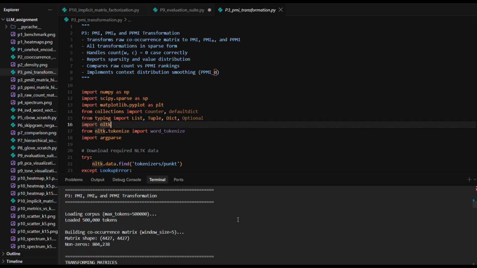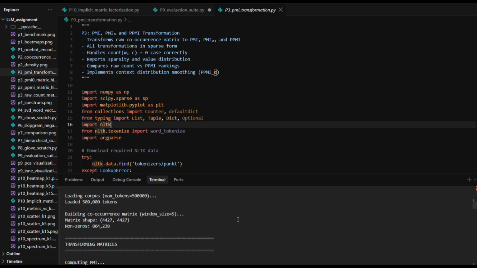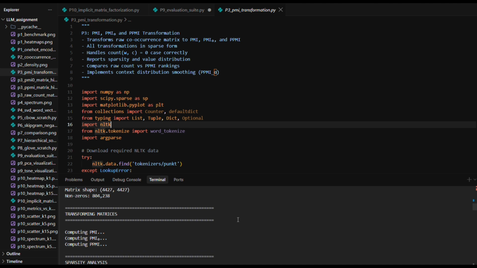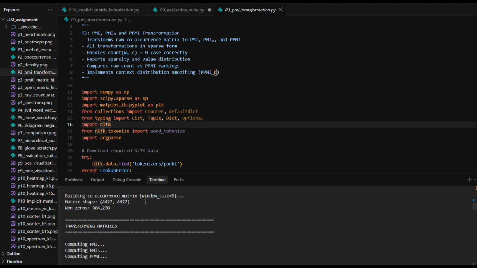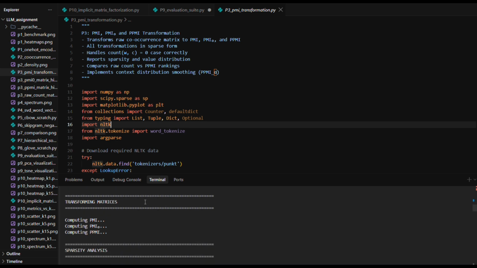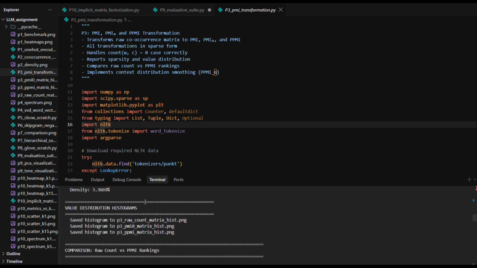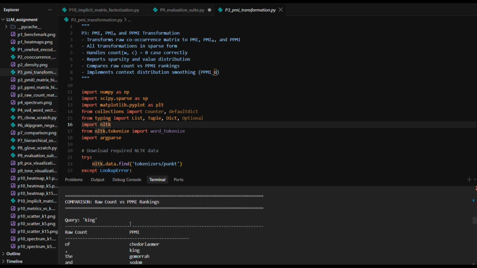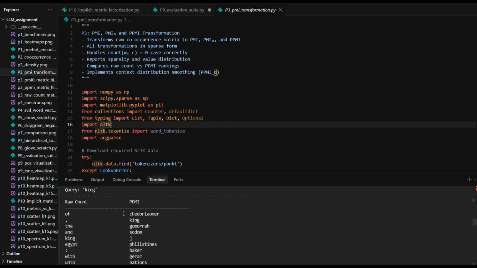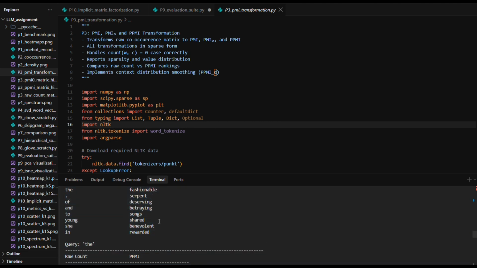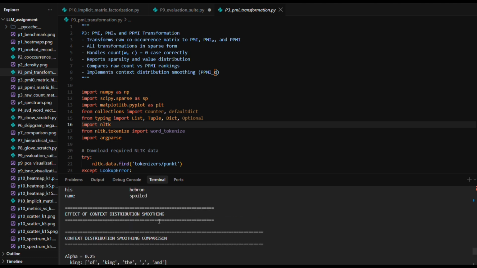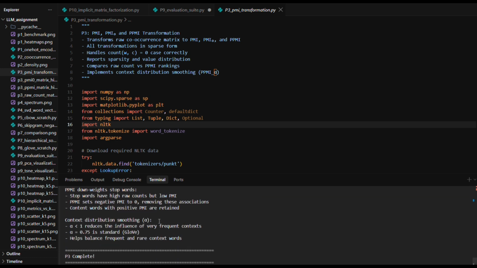Now let's see the output. Initially it loads the corpus, and thereafter it builds the co-occurrence matrix with the matrix shape and non-zeros. Thereafter it gives the transformation matrices and sparse analysis, in which I have mentioned the raw count matrix, PMI matrix, PMI 0 matrix and PPMI 0 matrix. It also generated the visual distributions which we can go through. As I mentioned for king, it shows like this, with "the" and "city", and this is the complete distribution of the PMI.